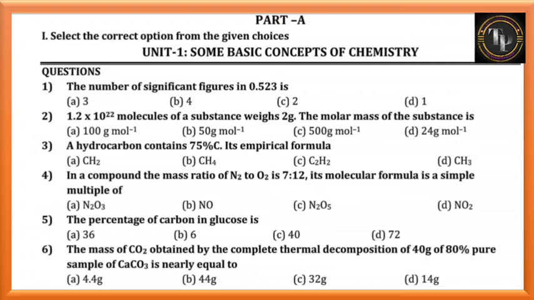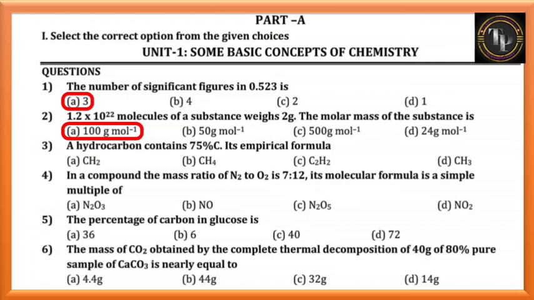The number of significant figures in 0.523 is, how many significant figures are there? Answer is 3, because the zeros before a decimal are not counted, so we have only 3 significant figures. 1.2 into 10 power 22 molecules of substance weighs 2 gram. The molar mass of the substance is, so if you calculate molar mass, 100 gram per mole you will get, guys. Just go through the NCERT, you will come to know how I am solving this.